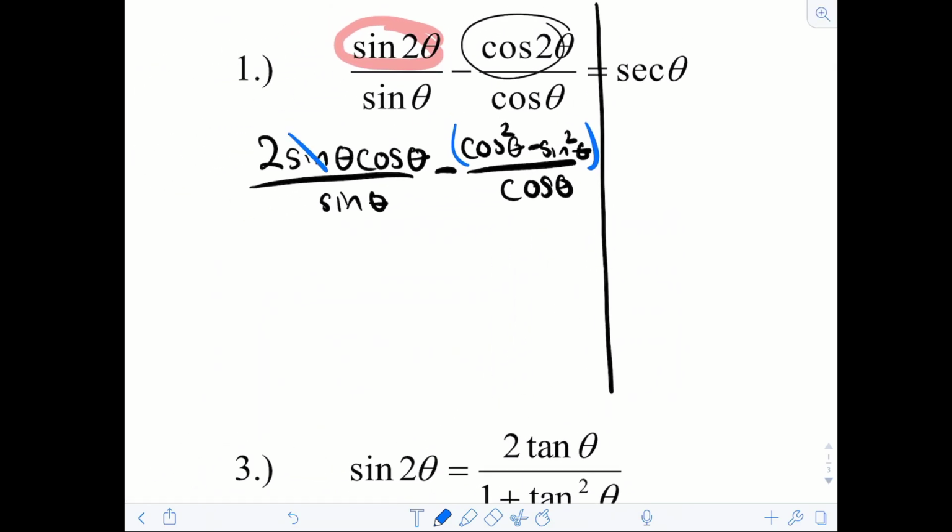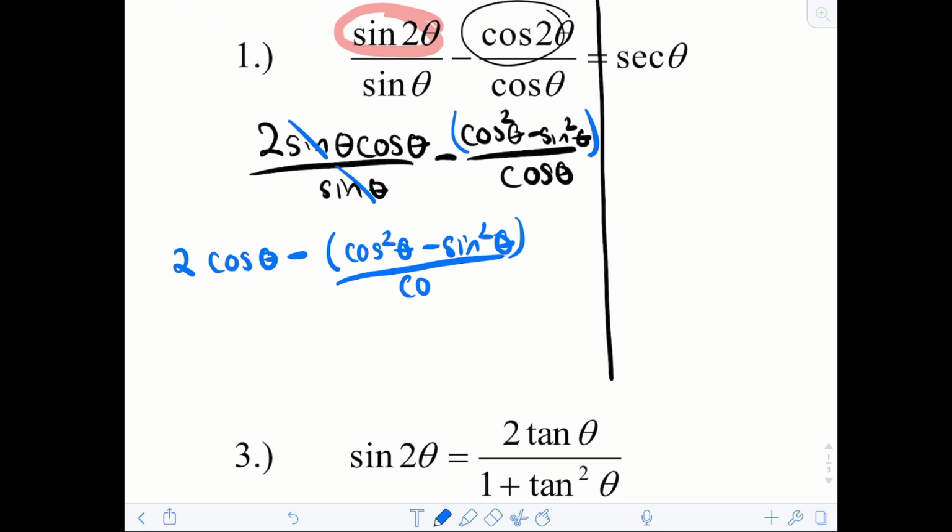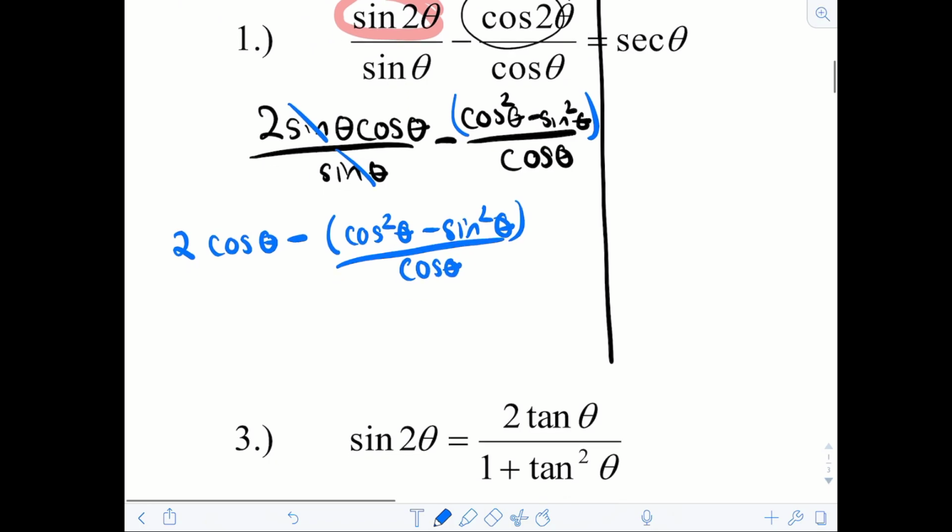I can also cancel these two because they're within the same fraction, right? Sine divided by sine. So I'm now left with 2 cosine of theta minus, and then parentheses, cosine squared theta minus sine squared theta over cosine. Now I want to make sure I have a common denominator, so I'm going to make sure that this is cosine of theta on the bottom. So if I make a cosine on the bottom, I'm going to also put one on the top, so that will make that squared.